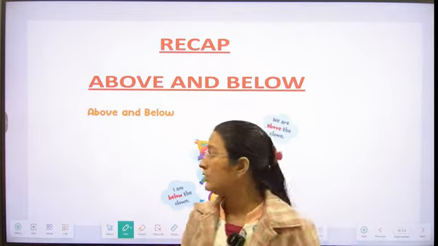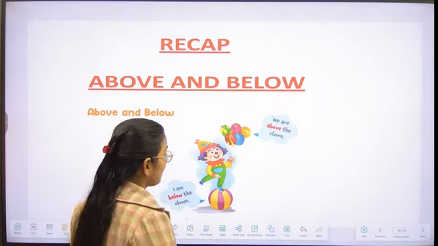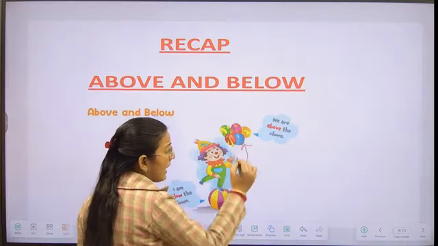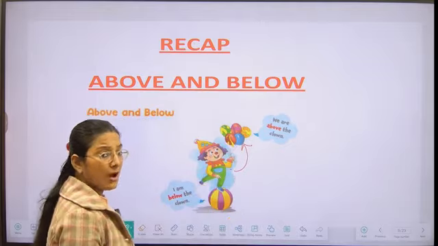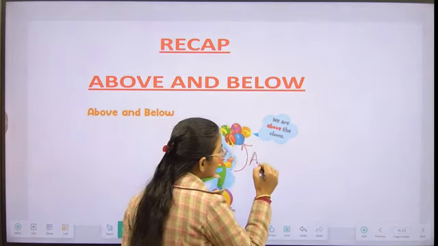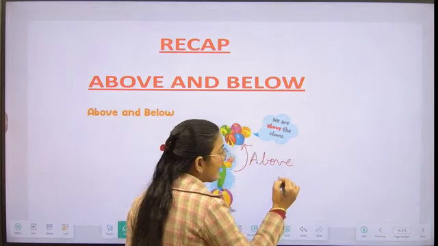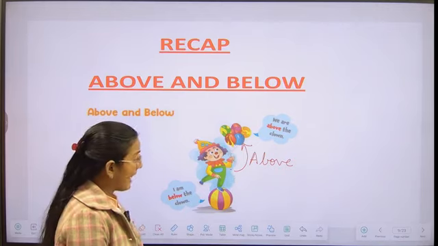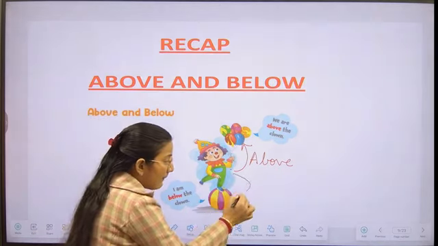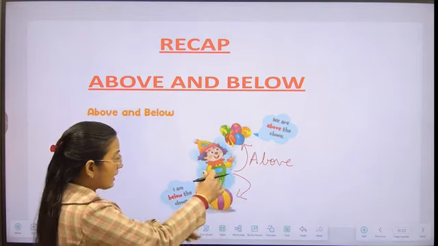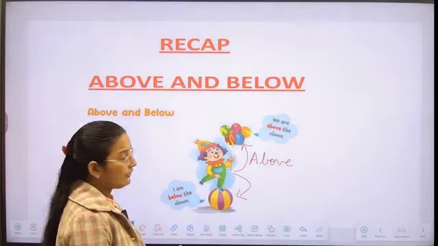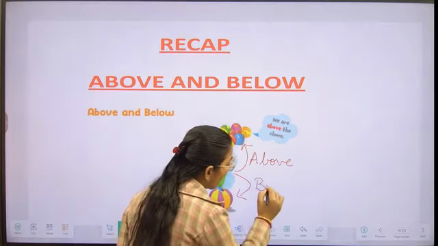for that. So as you can see in the picture, this is a clown and the balloons are above the clown. Clown से कहाँ पर है? ऊपर है. So we are using the word above for that. And आप लोग देखिए in the picture, similarly the ball is below the clown. Ball जो है वो क्या है? Clown से नीचे रखी हुई है, legs के नीचे है clown के. So we have to use below word for that.